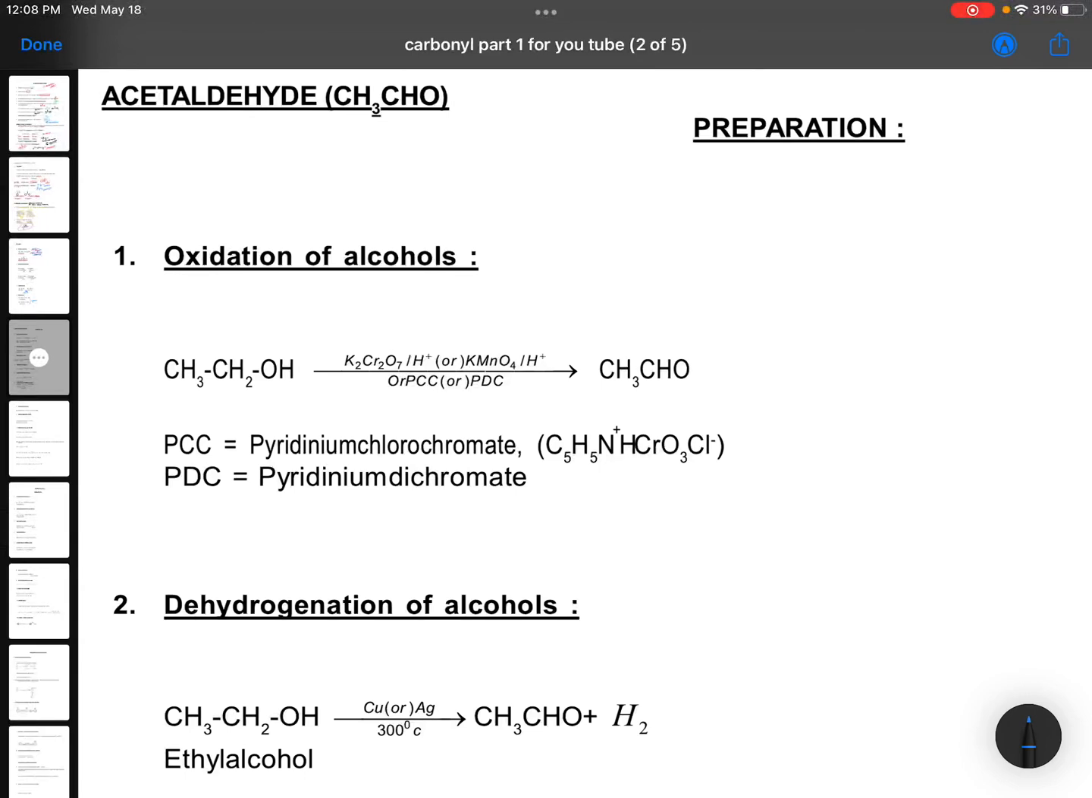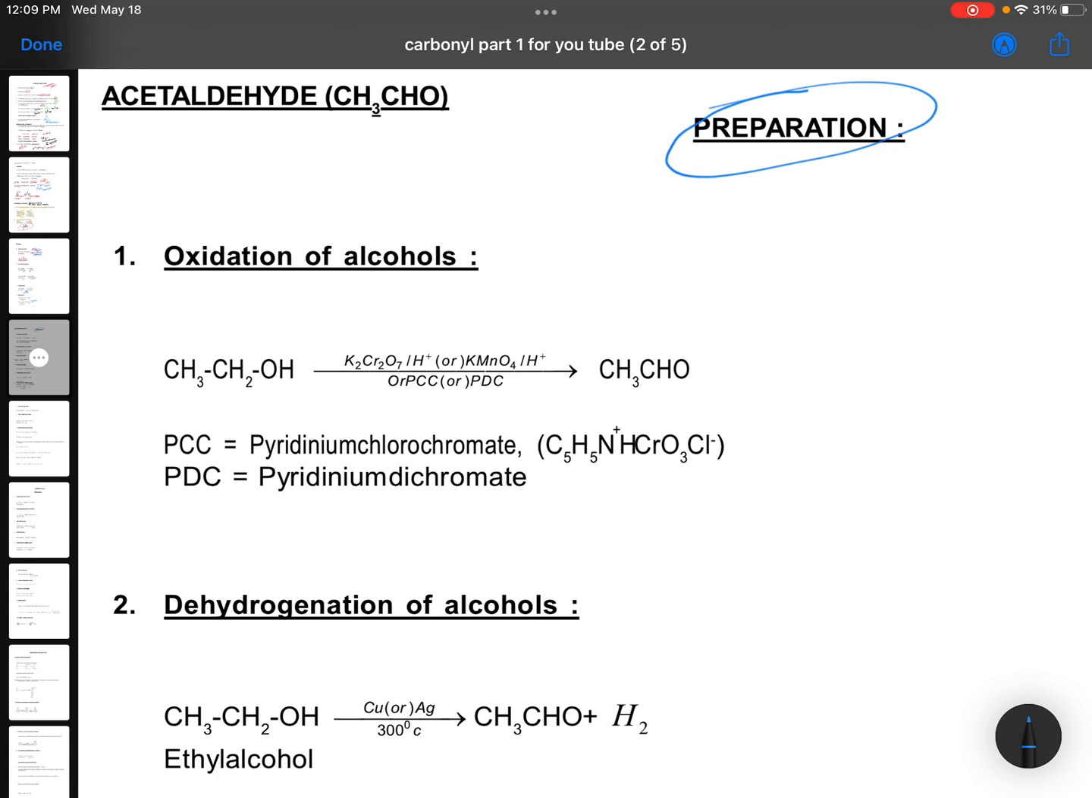In this session, we'll go with acetaldehyde and other aldehydes preparations. Okay, now preparations of aldehydes. In last class, we were discussing the introduction part of aldehydes and ketones. Now we'll go with aldehydes preparations. Only aldehydes preparations we'll see. Next, we'll go with the ketones preparations.